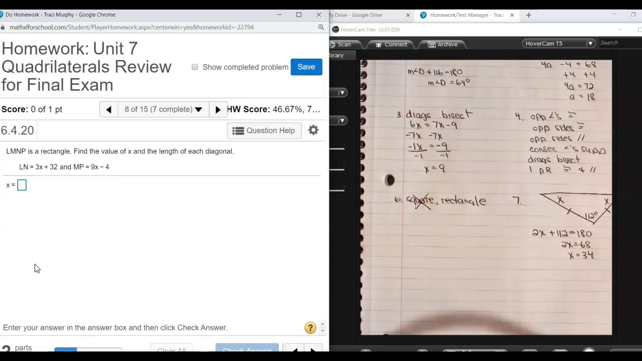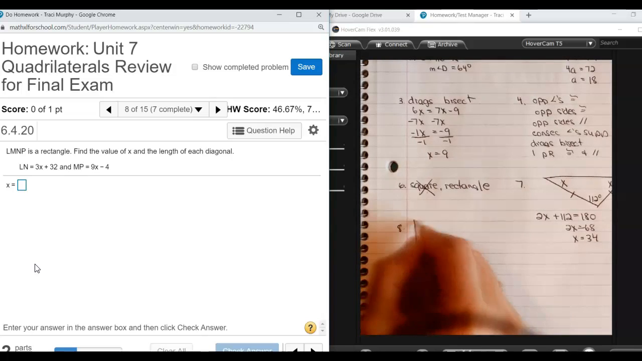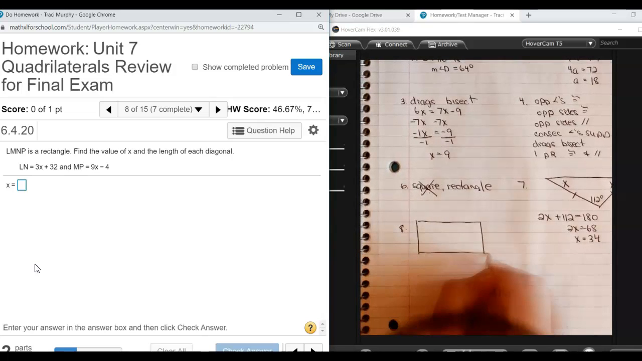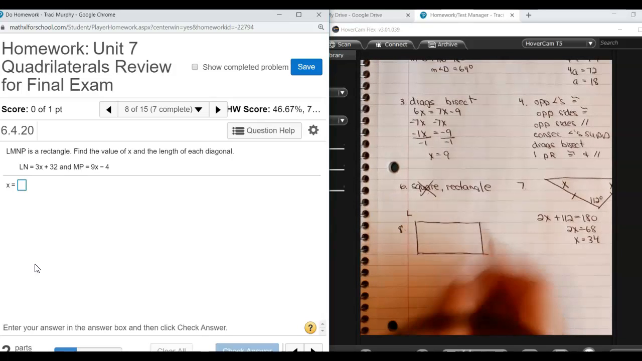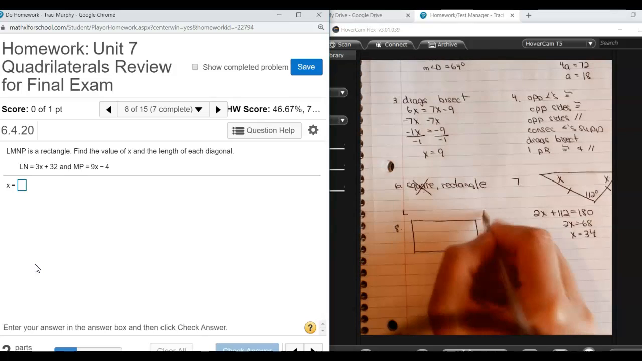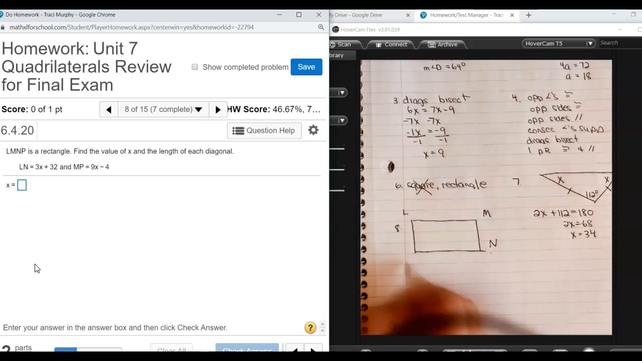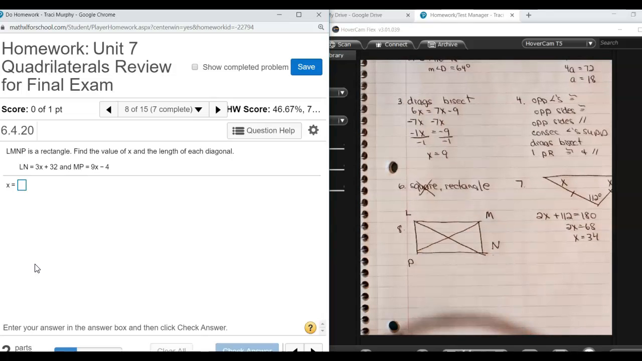Okay. Question number 8, we've been given a rectangle, so let's go ahead and draw out just a rough sketch. It doesn't really matter where I start with that first point. It says we have L. The main thing is you either need to go clockwise or counterclockwise. We can't go L to M here. So this is M, this is N, and this is P. And we have information on LN and MP.